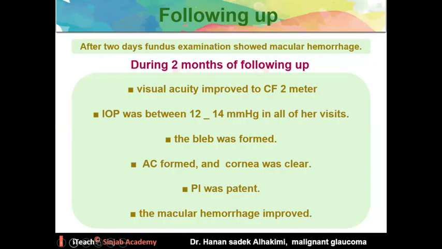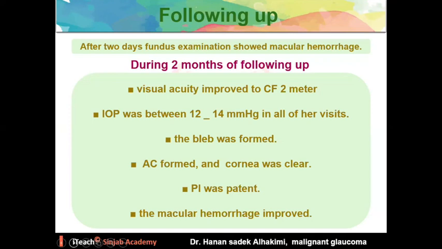There was a slight corneal edema, as I said before. When it subsided and we did the fundus examination, there was a slight macular hemorrhage. During 2 months of follow-up, the visual acuity improved, and the IOP was between 12 to 14 millimeters of mercury at all of her visits with no anti-glaucoma medication.